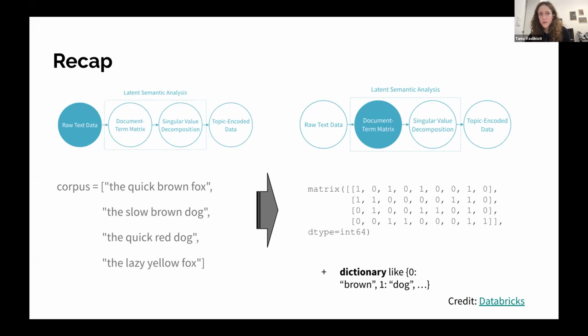And kind of circling back to the original chart, this borrowed from Databricks, very nice one. So we go from the raw data representation to this document term matrix, right? So for every document, which is every row in this matrix, we have a column, which is every term or every word that we want to consider. We also end up with this dictionary, right? Where we need to know every column, which word does it correspond to. So we need somewhere to store that position 0 is the word brown, position 1 is the word dog, etc.